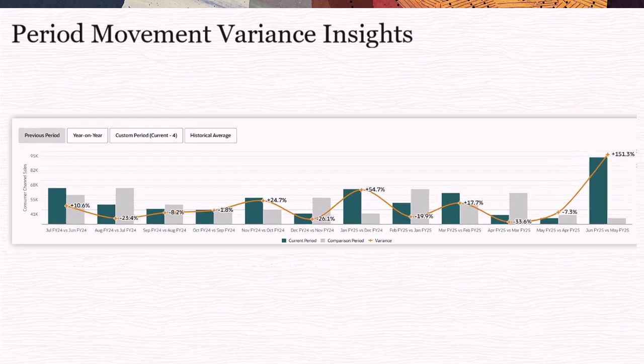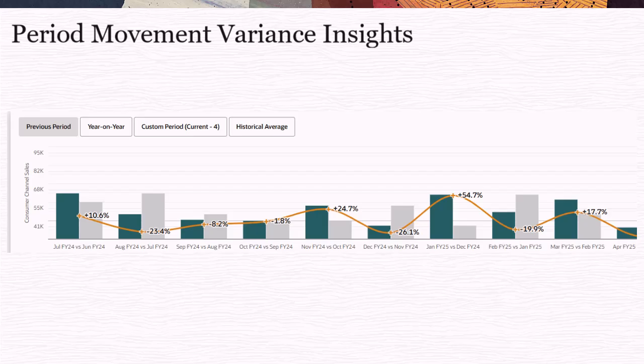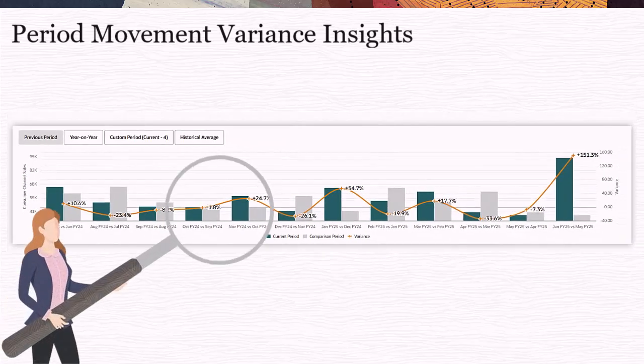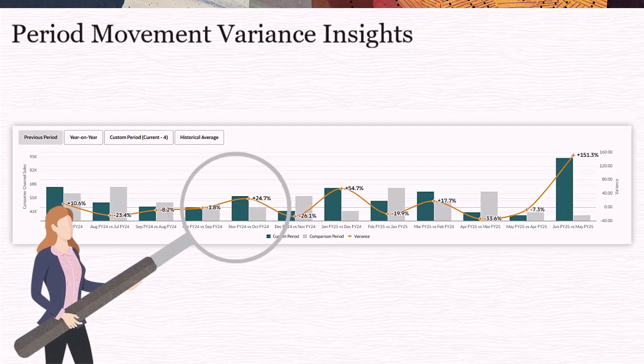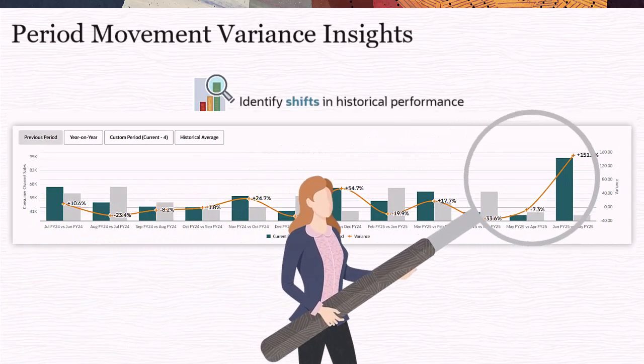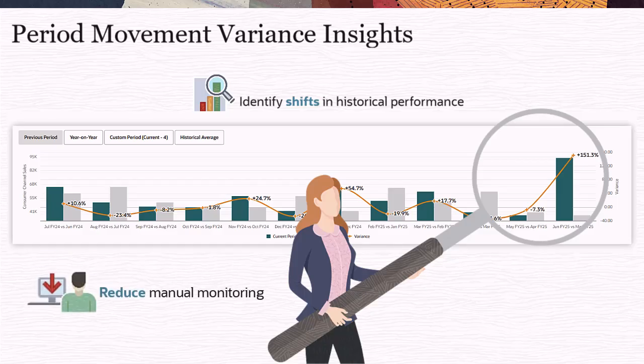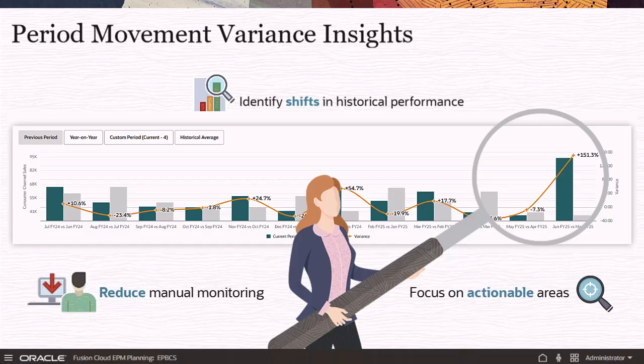By automatically detecting significant variances against prior period, year-over-year, custom period, and historical average benchmarks, Period Movement Variance insights help organizations identify notable shifts in historical performance, reduce manual monitoring, and focus on areas that may need action.